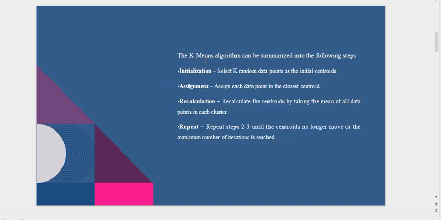Now we can summarize this k-means algorithm into a few steps. This slide is basically what I have told before. First the initialization comes, that is we select the k value, then assignment comes. That means we are assigning each data point to the closest centroid. Then we are recalculating the centroids, calculating whether this data point will move to this centroid or the other centroid, by calculating the mean of all the data points, and this step goes on and on until the maximum iterations is reached.